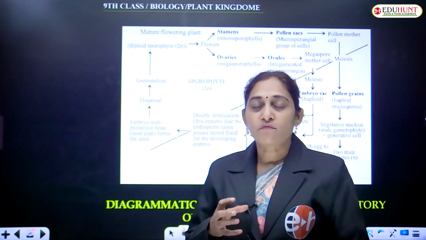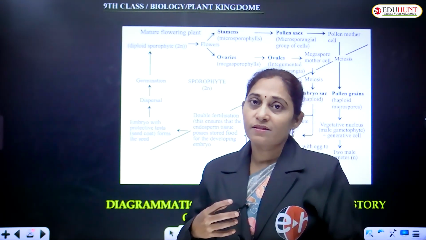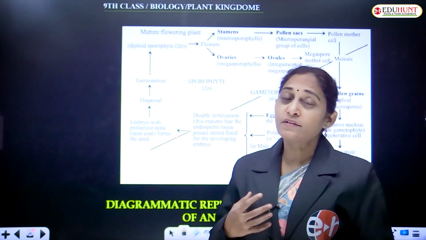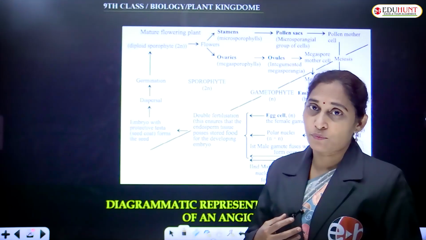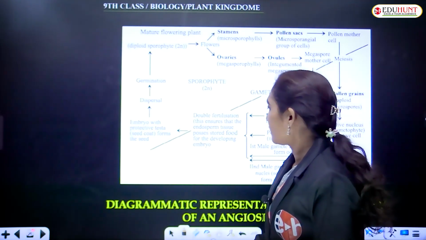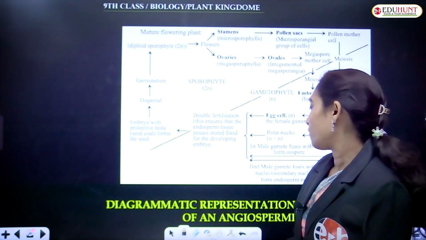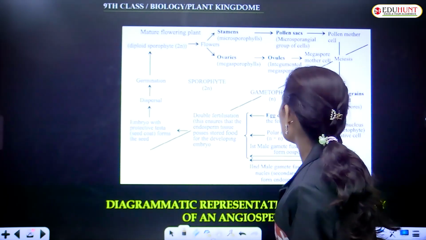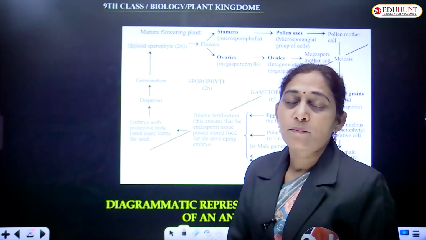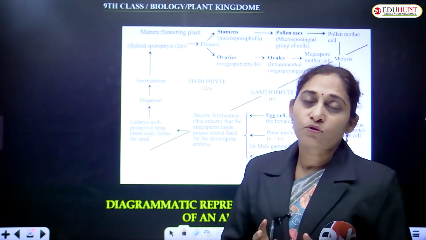The gametophytic phase is short in angiosperms, but the dominant phase of the life cycle is the sporophytic phase, which is a diploid one. Let us see the diagrammatic representation of the life history of an angiosperm plant. We have discussed how an angiosperm plant reproduces sexually, that is, through the flower.